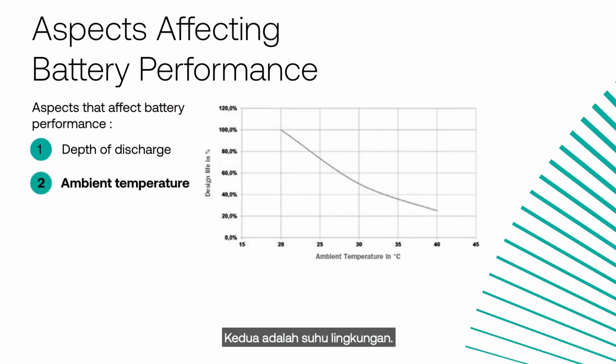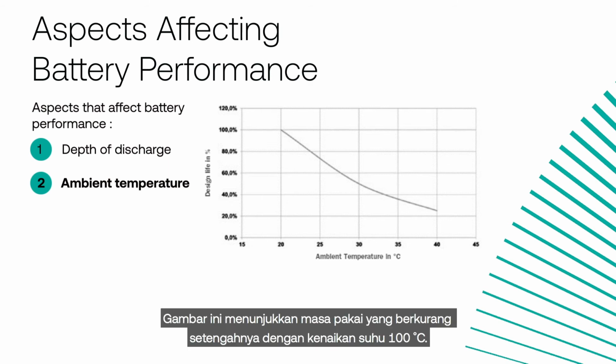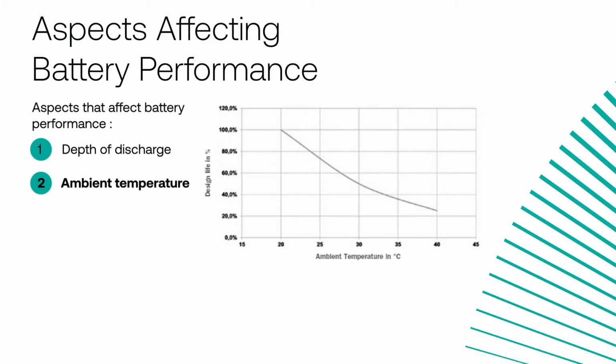Second is ambient temperature. The higher the ambient temperature is, the less the cycle life will be. The picture shows that the service life is reduced by half with an increase in temperature of 10 degrees Celsius.